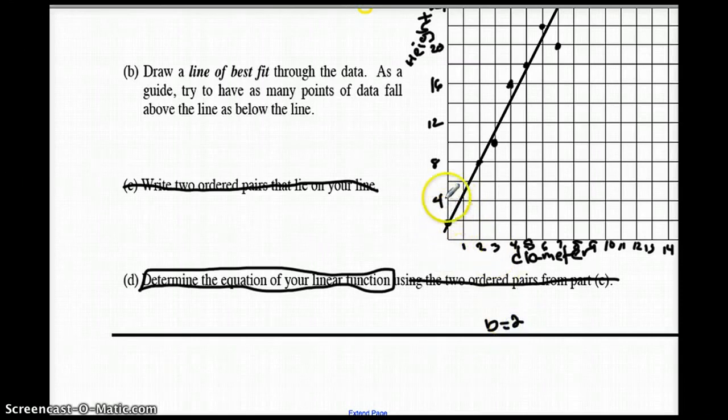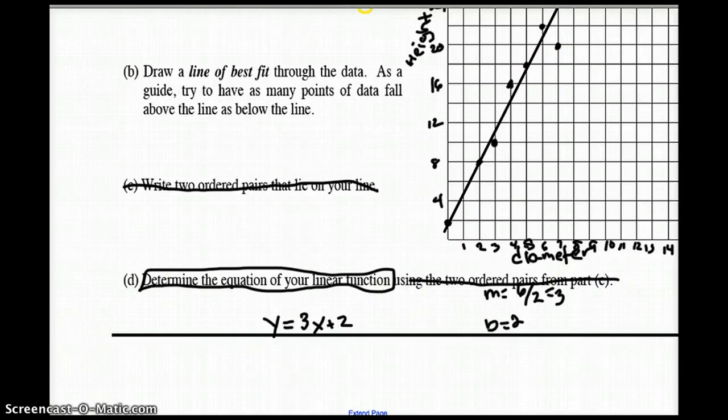And from that point to the next point here that I can really see is up 2, 4, 6 over 2. So m equals up 6 over 2, which is equal to 3. So my equation of my line is going to be y equals 3x plus 2. Okay, so is that exactly the equation of the data? No, it's not, because our data does not fall into a line, but it's called the line of best fit. It's the best line we can come up with for the data.